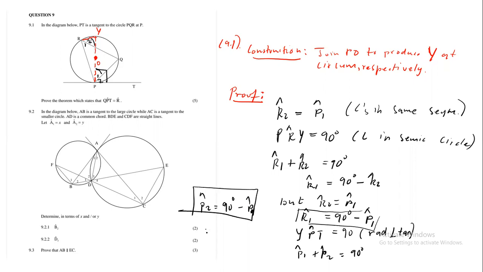So you can simply say, therefore, angle QPT is equal to angle R, since both of them are equal to 90 degrees minus angle P1. You can construct it in this way. Does it make sense?